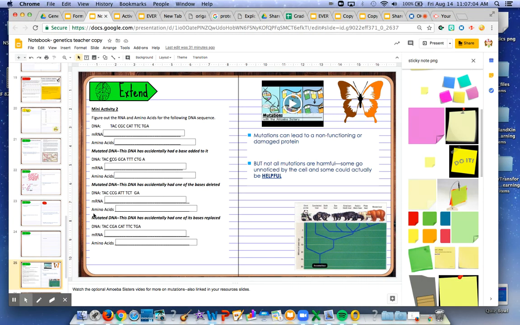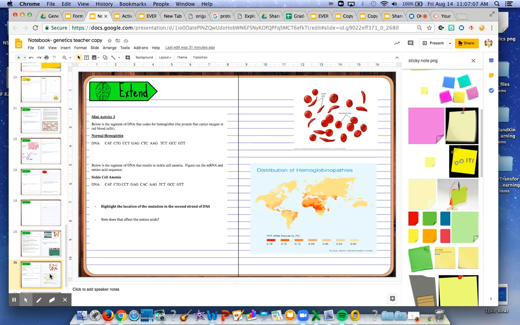All right, so mini activity 3. We've got our normal hemoglobin here. We've got sickle cell anemia DNA here. This is the actual DNA that we see in people who produce normal hemoglobin and people who do not. So you should have done your RNA and your amino acids. Okay, so you can see we got CTT, CTG, CCT, GAG, and so on. There's one small difference that you should have highlighted in your notebook. The difference is right in this one here.